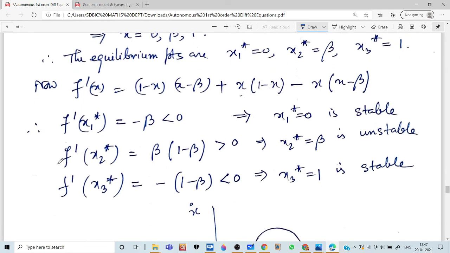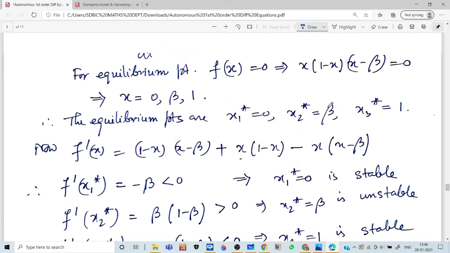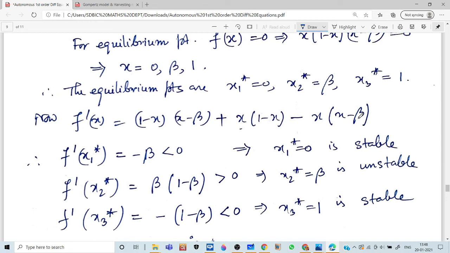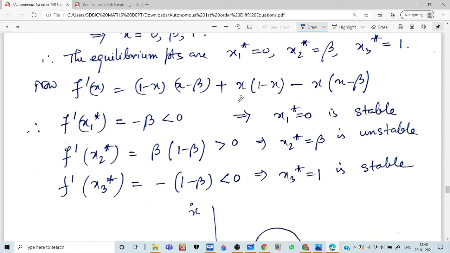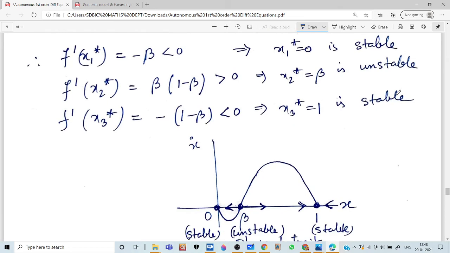And for f dash at x2 star, here x2 star is equal to beta. Put this in: the third term is 0 and the first term is 0. From the second term we get beta times (1 minus beta). Obviously this is a positive quantity because beta lies between 0 and 1, so f dash is positive. So x2 star equal to beta is unstable.